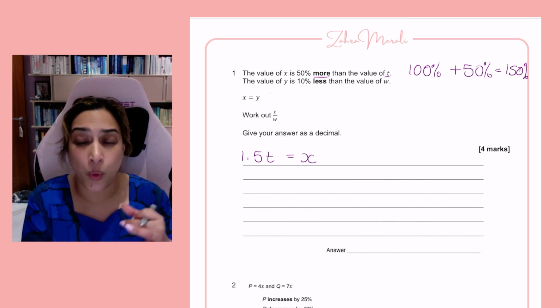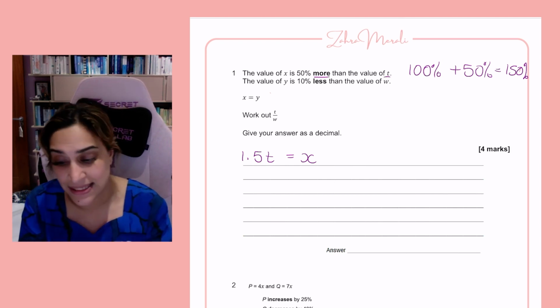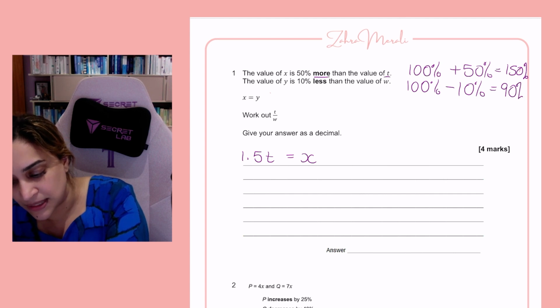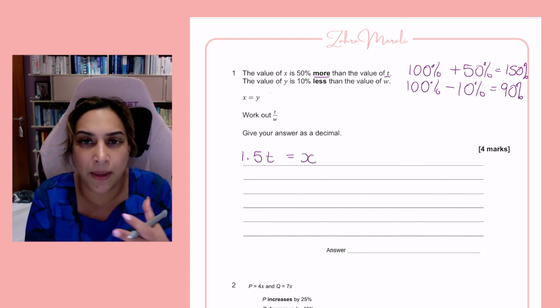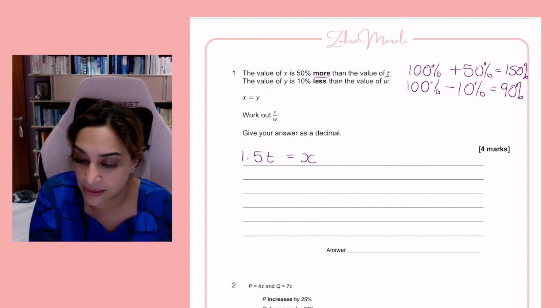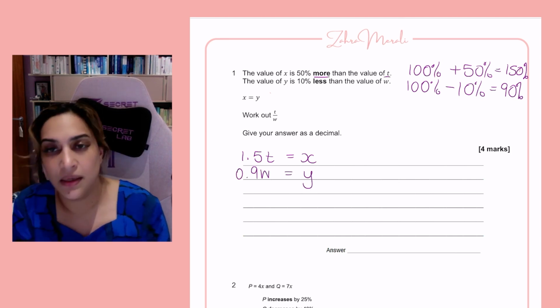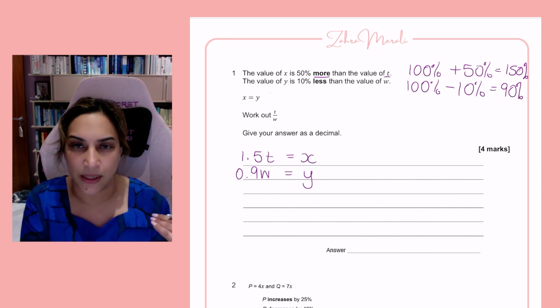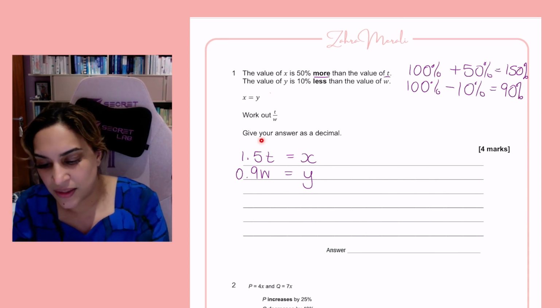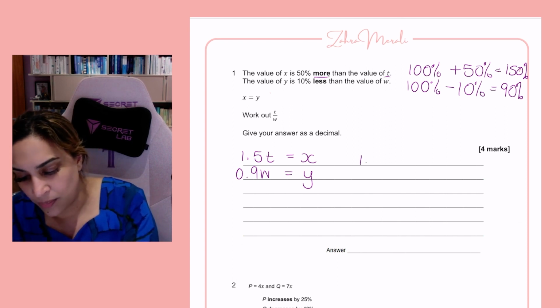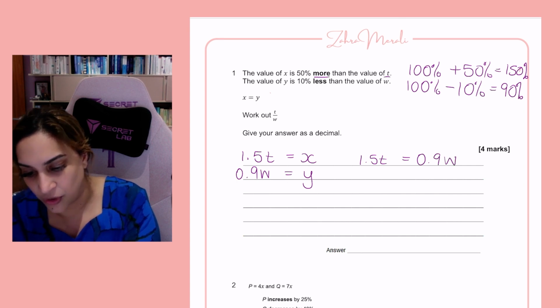Now the value of y is 10% less. So I've got my original 100%, I'm minusing 10% to give me 90%. When I divide that by 100, I get 0.9. So I know 0.9 of w is y. The next line tells me x equals y, so I can make these two equal to each other. So I get 1.5t equals 0.9w.